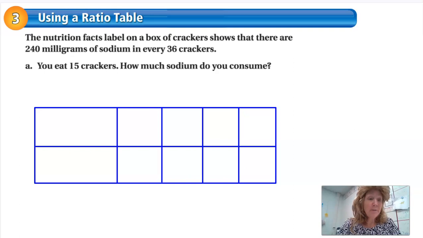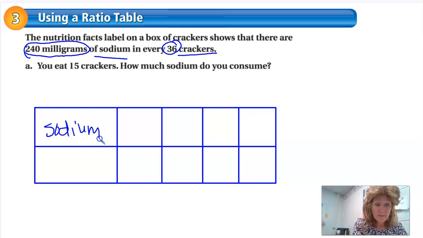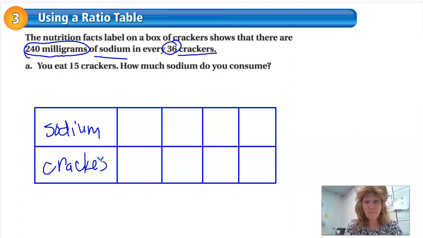Last idea, using a ratio table. Here's some nutrition information. Let's say you're trying to limit the amount of salt in your diet. It says that for crackers, there's 240 milligrams of sodium in every 36 crackers. So I'm going to label sodium and how many crackers I eat. Notice the sodium is in milligrams, so I put milligrams at the end of my table. There's no reason to make the table messy with units because I know what they are now.